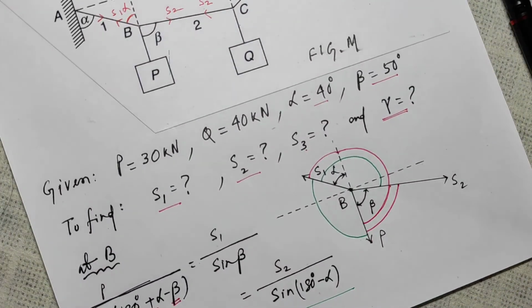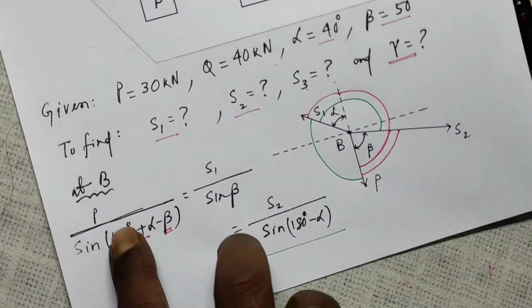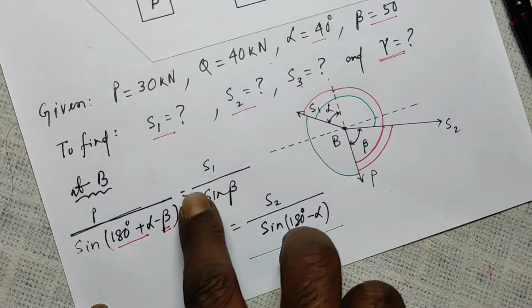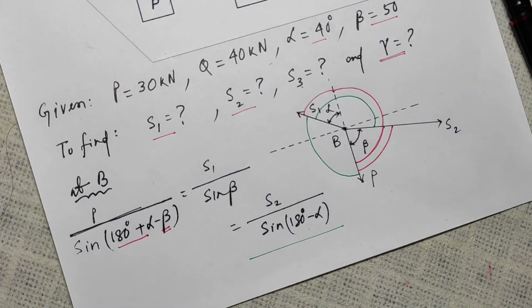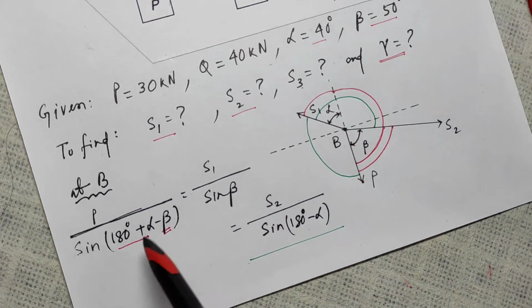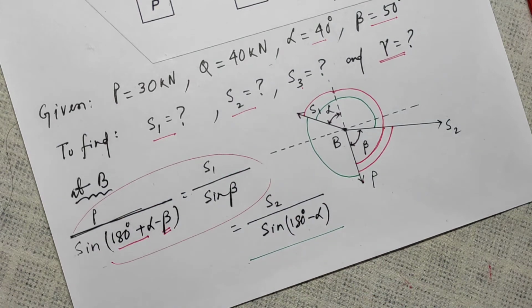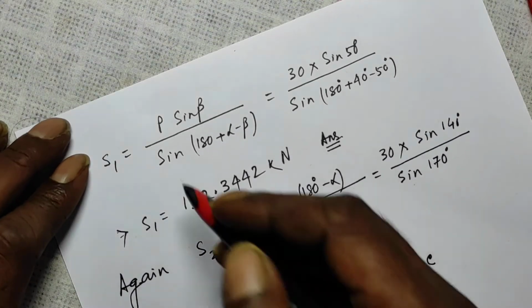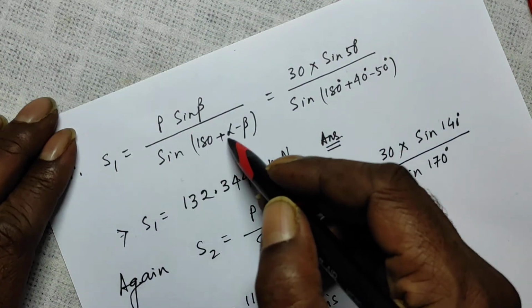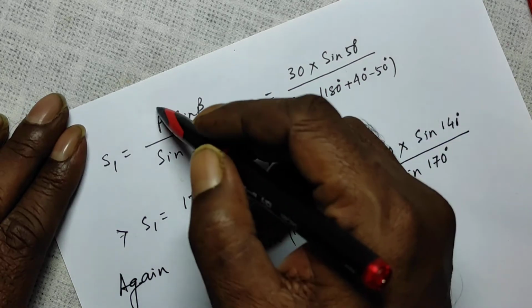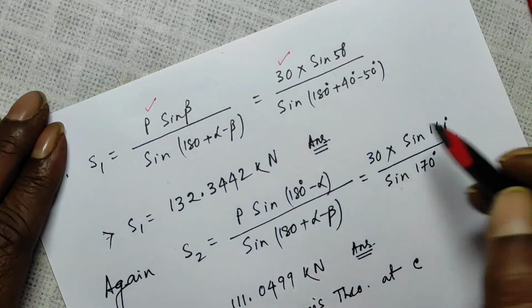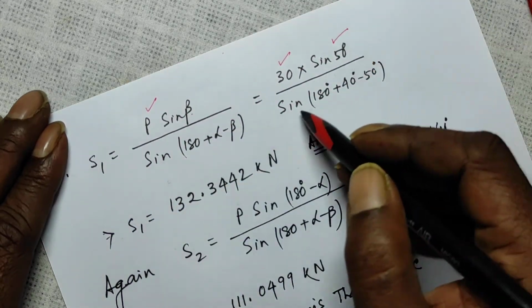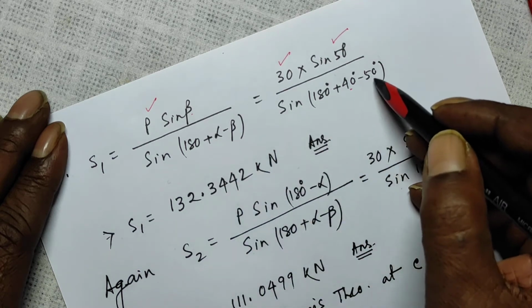So if you consider these two equalities, P over this is equal to S1 over sine beta, and if you cross multiply, you get S1 is equal to P sine beta over sine of (180 plus alpha minus beta). Value of P is given 30 kilonewton, beta is given 50 degree, alpha is given, beta is given.